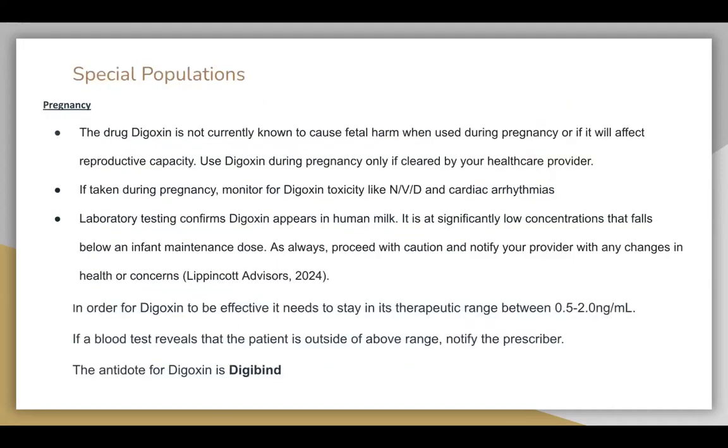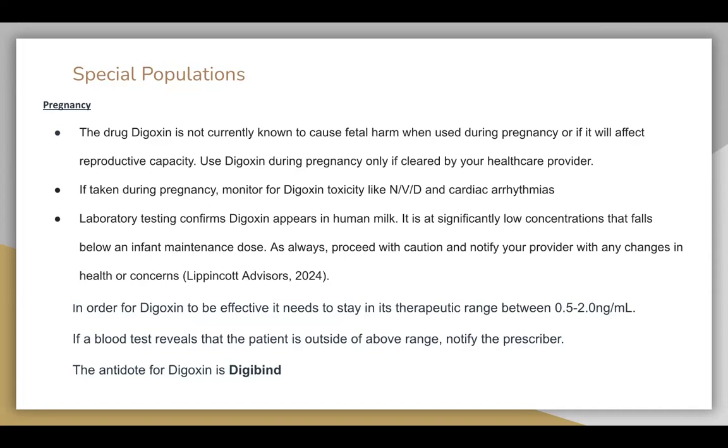Again, special populations. Right now, with current data, digoxin is not currently known to cause fetal harm when used during pregnancy or to affect reproductive capacity. We do only want to use it sparingly, with the provider knowing that you are pregnant. There is a possibility that they will discontinue it towards the end of your pregnancy term. But in the beginning, there is no data right now that suggests that it is toxic for the unborn fetus.